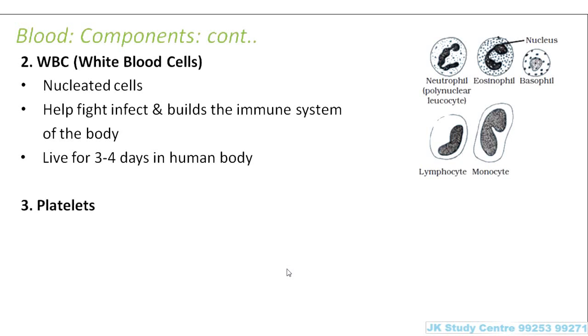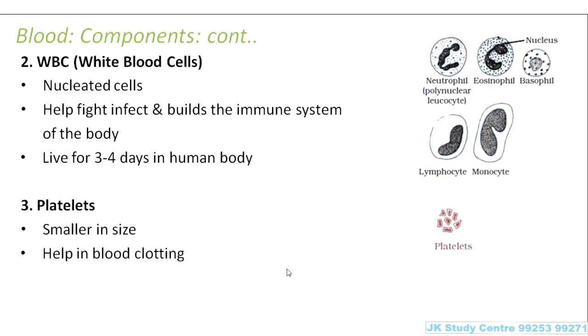So let us look at the third component, that is the blood platelets. What are platelets? They are smaller in size. They help in blood clotting. So platelets play a very important role actually in the survival of living beings. Have you ever thought what happens when we get injured? When you hurt yourself by a knife or any sharp object, what happens? You start bleeding. Now, does it happen that the blood keeps on flowing for an indefinite period of time? That doesn't happen. Blood starts flowing, and after some time it stops.